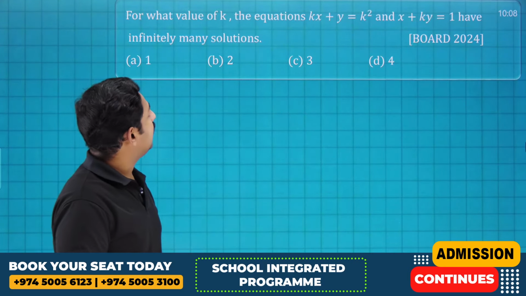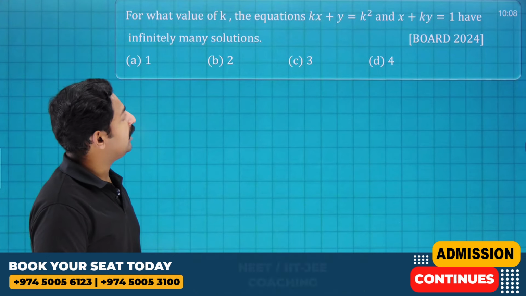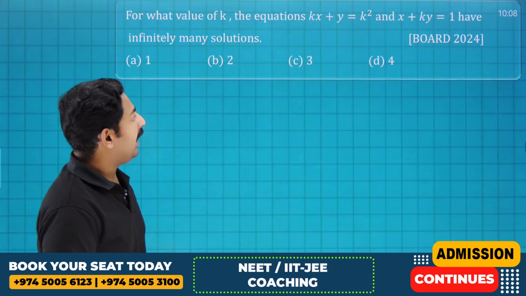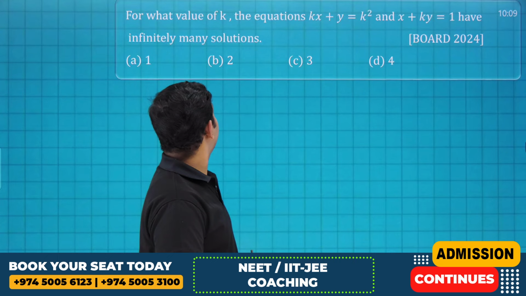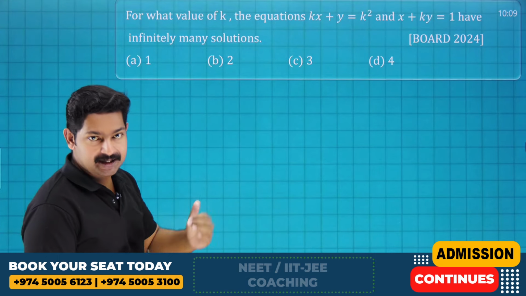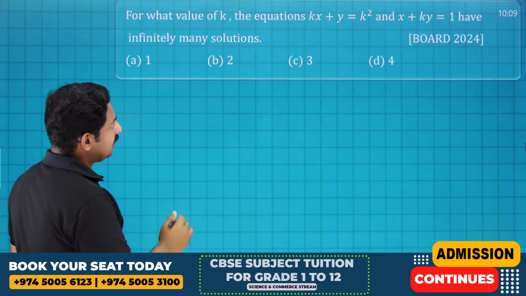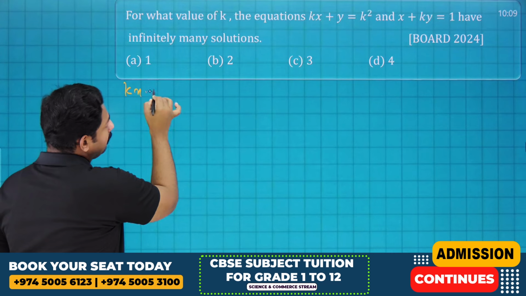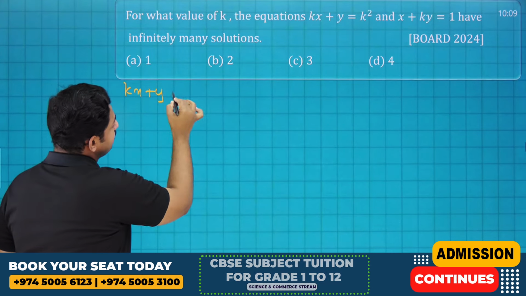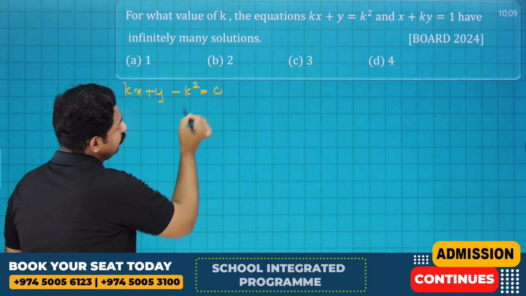For what value of k do the equations kx plus y equal to k square and x plus ky equal to 1 have infinitely many solutions again? So I am writing that equation: kx plus y, bringing k square to the left side, so minus k square equal to 0.